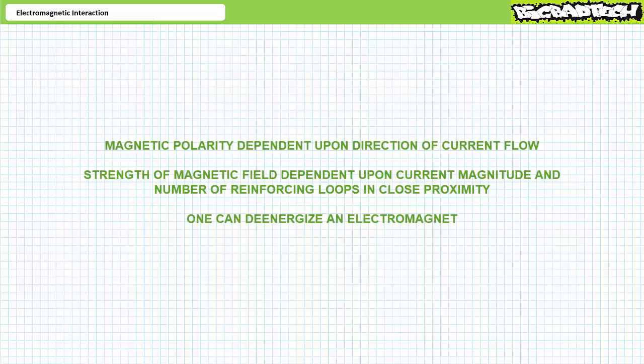The strength of the resultant magnetic field is dependent upon the magnitude of current flow and the number of loops in the coil. Lastly, you can turn an electromagnet off by halting current flow.